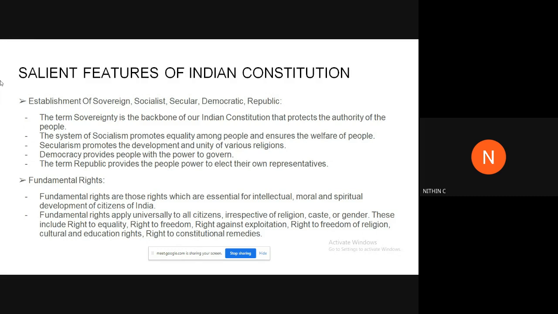Then another feature is that our Constitution includes fundamental rights also. Fundamental rights are those rights which are essential for the intellectual, moral, and spiritual development of the citizens of India. Fundamental rights apply universally to all citizens, irrespective of religion, caste, or gender. These include right to equality, right to freedom, right against exploitation, right to freedom of religion, cultural and educational rights, and finally, the right to constitutional remedies.